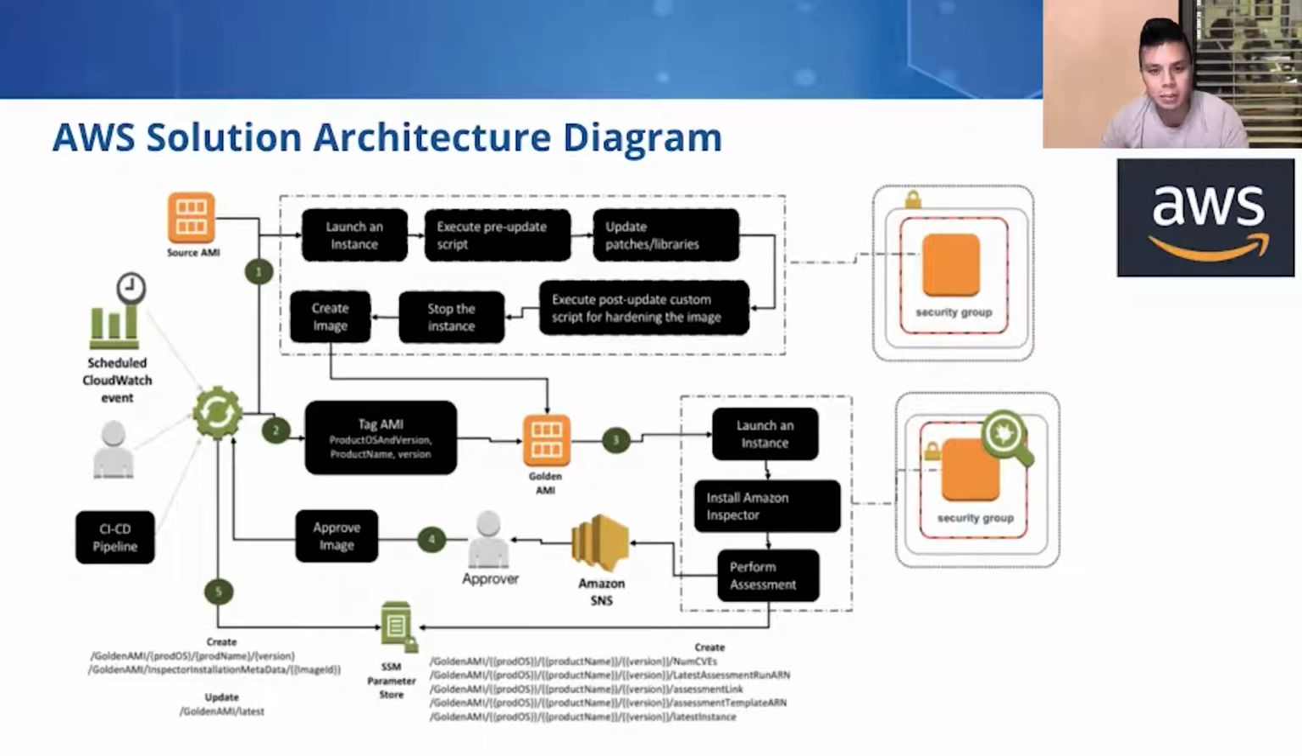The AWS Inspector templates can be configured to run at a set cadence and pick up any new instances. Once Inspector finishes the assessment, it will publish an SNS notification for approval. This is the general flow of most golden AMI pipelines.